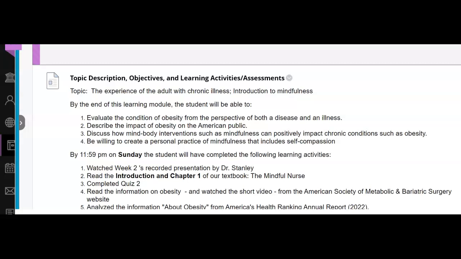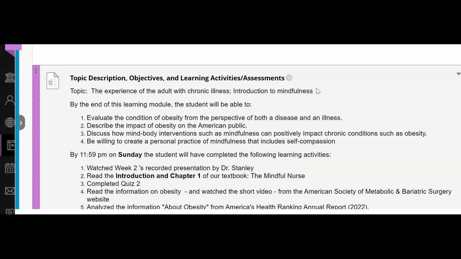And to start, I just want to make sure everybody realizes that for a fully online class, there's different ways to meet the objectives. And we have objectives, as you can see, every single week. I have described what your objectives are. So by the end of this learning module, one of your objectives is to evaluate the condition of obesity from both the perspective of a disease and the perspective of an illness. So there's different ways to accomplish learning outcomes or objectives.